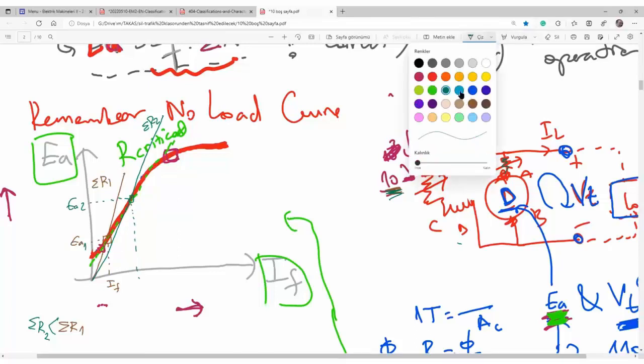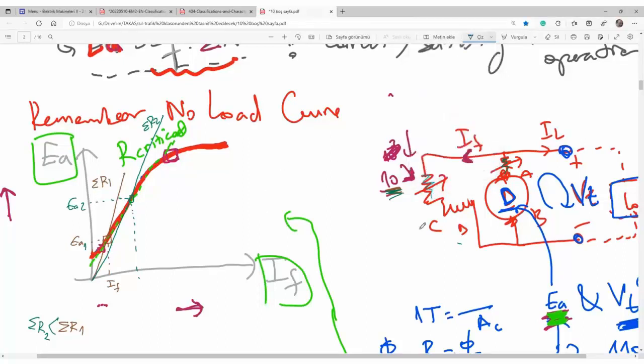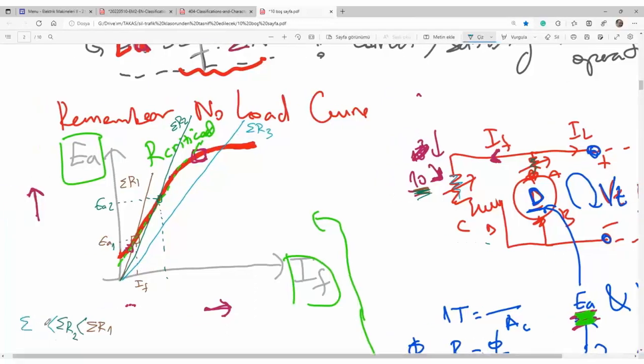And then, if you decrease resistances around this loop, total resistance will be like this. Let's say total resistance 3, and it is again less than the second one. That is the possible operating point. Here you see, and it looks good. Third value of the possible operating point.